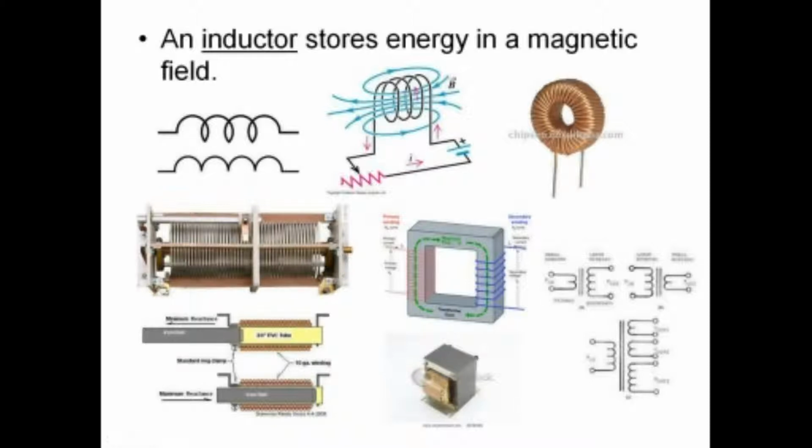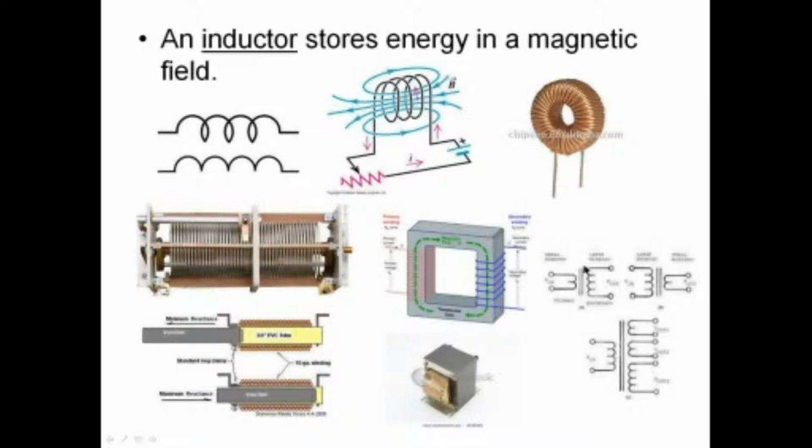Okay, so this is a schematic drawing of how a transformer works. You have the primary, you have the secondary, and you have the magnetic flux connecting the two windings. Here's a picture of a form of transformer. And here are some schematic drawings of various transformers.